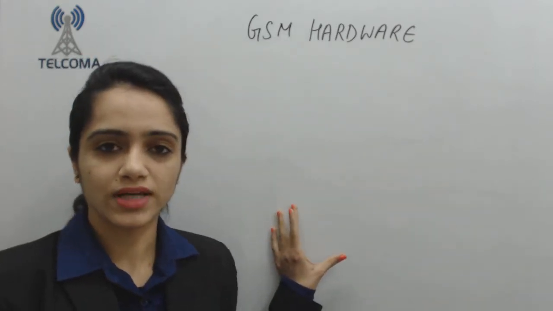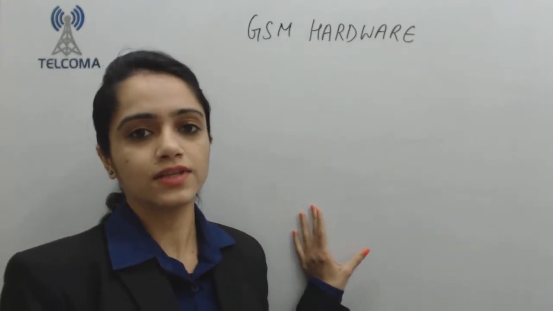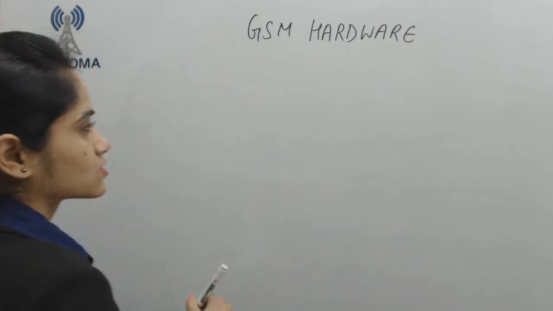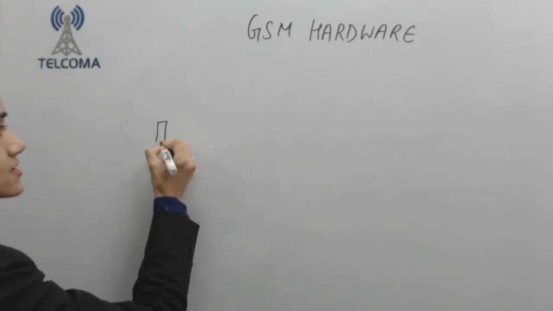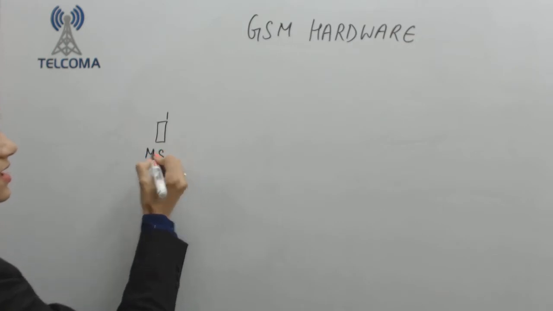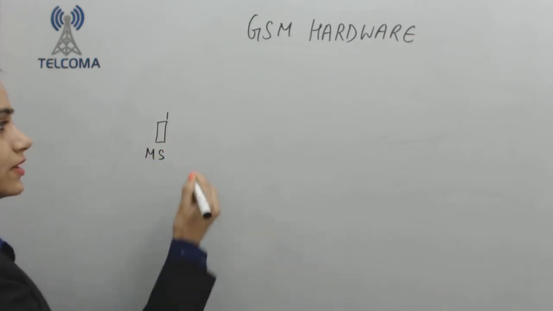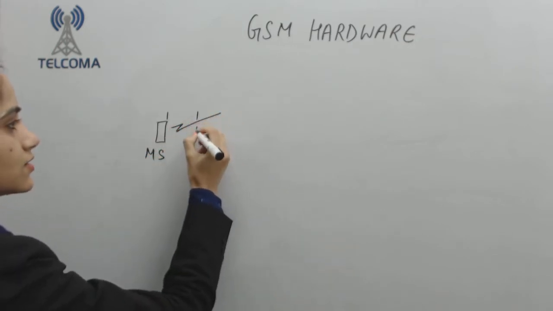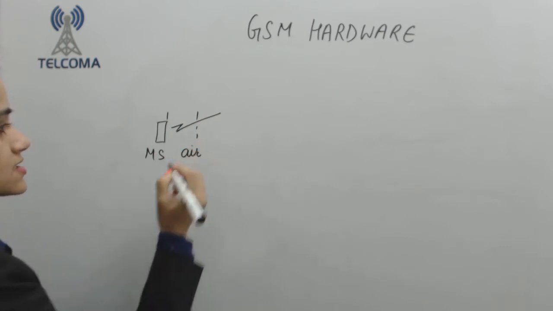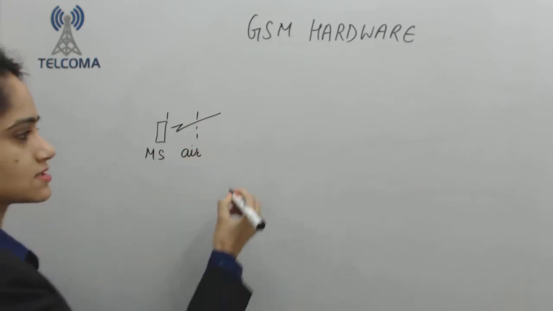Hello, in this class, we will discuss the hardware components of the GSM. That means how components are organized with one another and how they work with their functions. The very first component in the GSM hardware is the mobile station. Now we require an interface so that it can contact another system, and that system is the air interface.